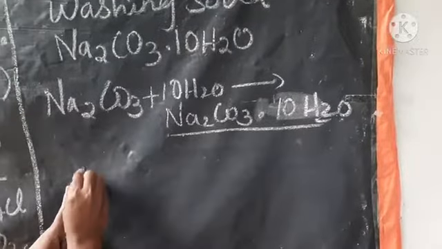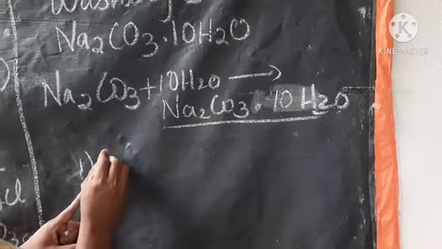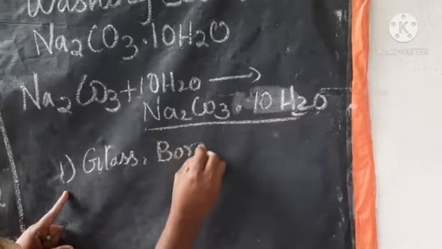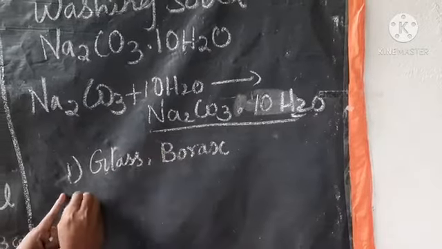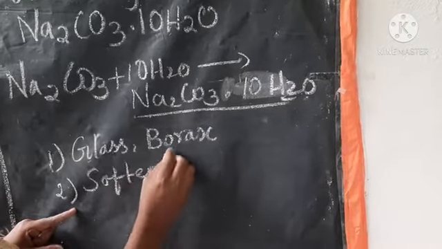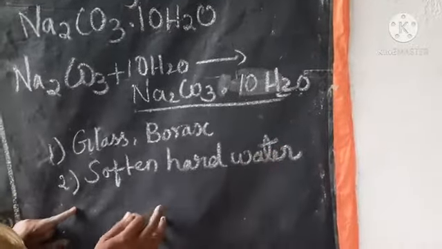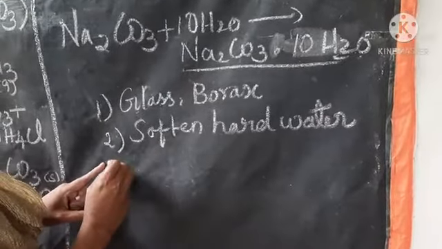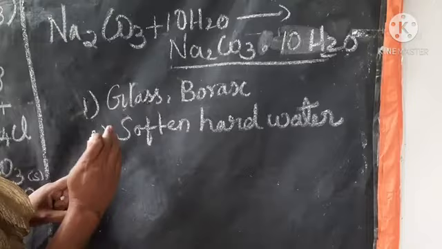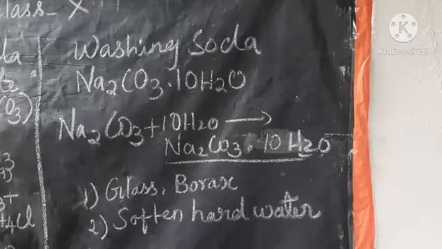Okay, what about its uses? It is used by us to clean our clothes, and it is used to make glass as well as borax. In chemical factories it is used, and another one, it is used to soften hard water. What is hard and soft water? Let us see in the next class. And it is also a mild basic substance, a basic salt. Okay, these are the preparation and uses of washing soda.